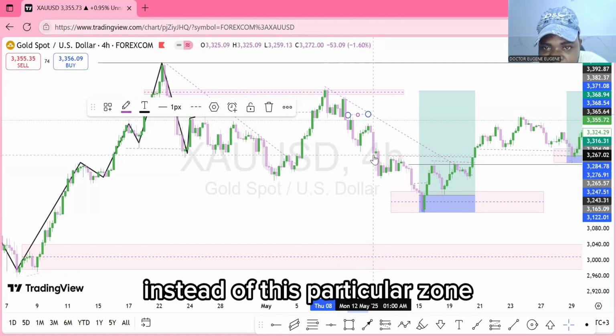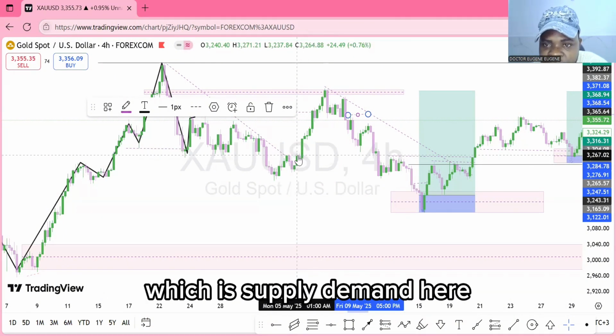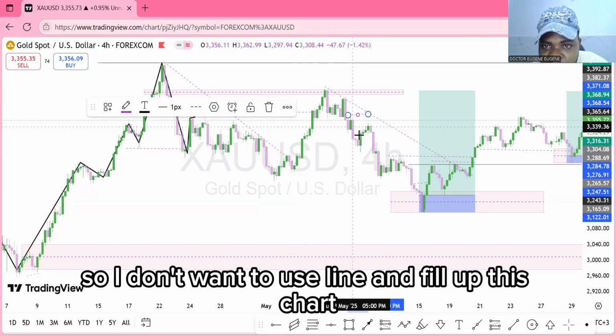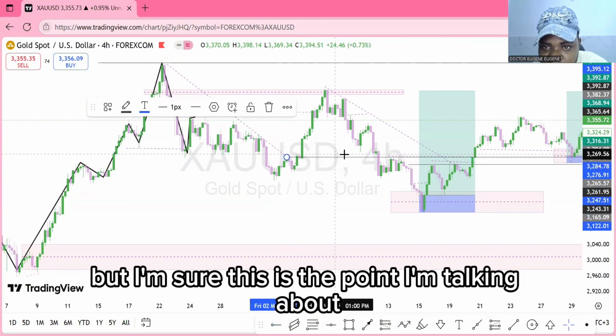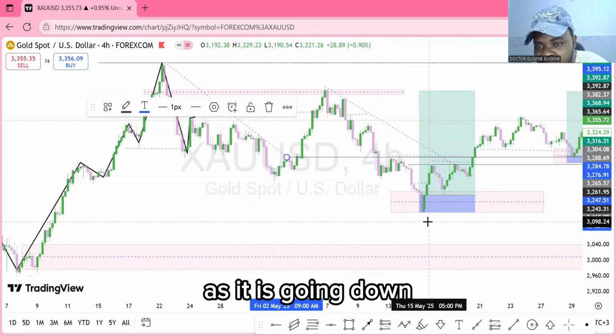Okay. Instead of this particular zone, it mitigated this particular one here, which is a supply demand here. You can see it very clearly, which is here. So I don't want to use lines and fill up this chart, but I'm sure this is the point I'm talking about. You can see the market just got here and started drawing down.